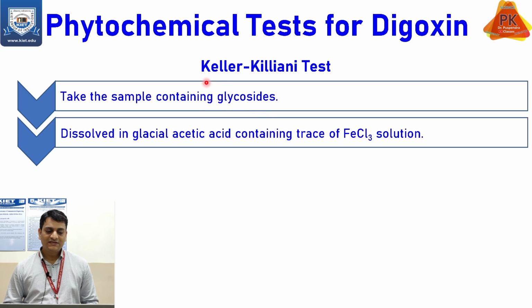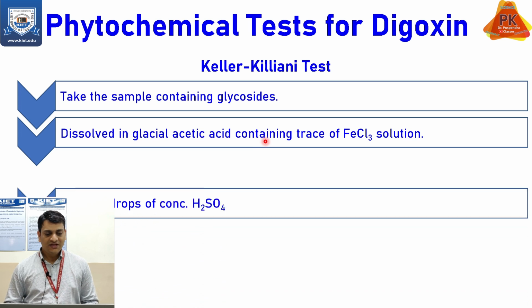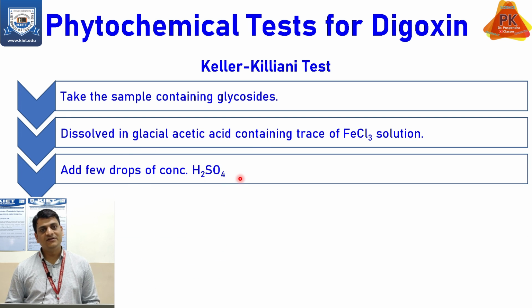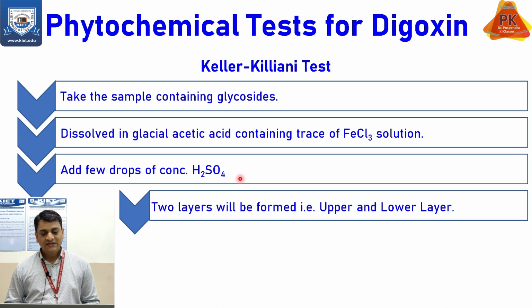Then we will dissolve this sample in glacial acetic acid which contains traces of ferric chloride solution. After that we will add a few drops of concentrated H2SO4. Then it will form two layers. One layer will be the upper layer and the second one will be the lower layer.